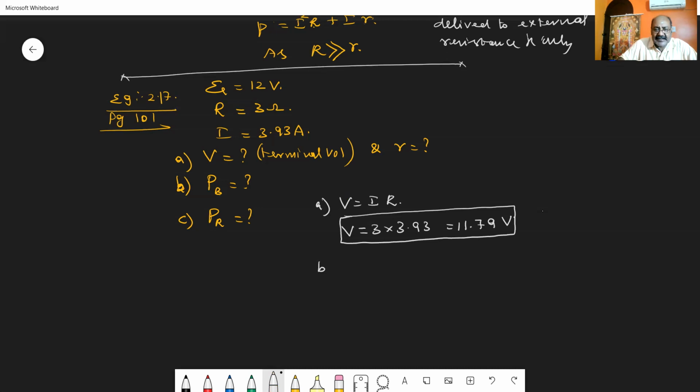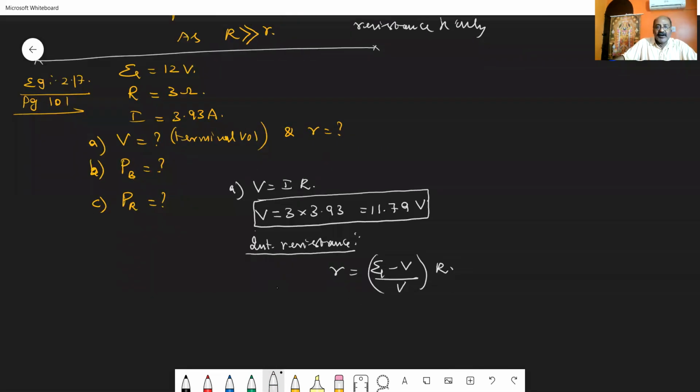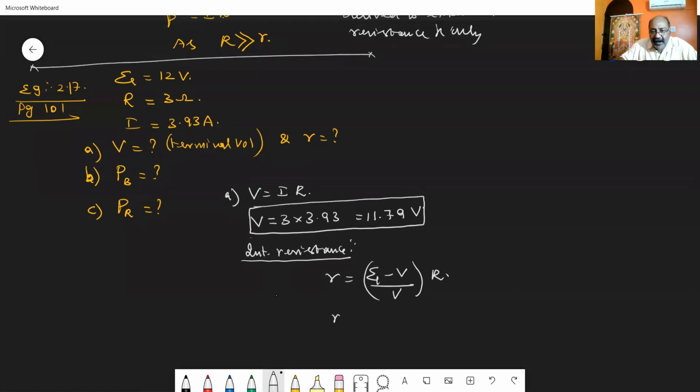Okay. Then what is the second one asked? In that same question, they have asked for the internal resistance. So how to calculate that internal resistance? We know the formula for internal resistance is small r is equal to (E minus V) by V, multiplied with the capital R. So what is the value of E? Small r is equal to capital E, which is 12 volt, minus small v, sorry, V, which is considered to be 11.79, divided by 11.79 multiplied with R. What is the value of R? It is equal to 3.